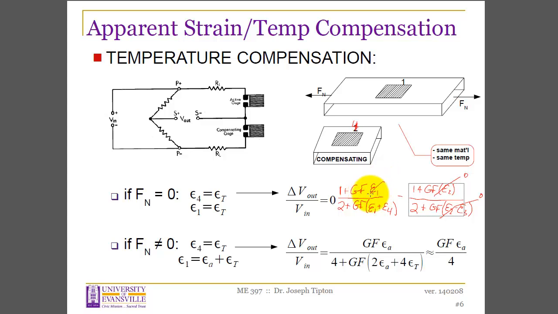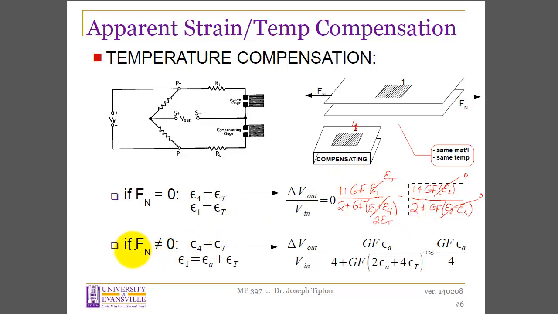the temperature-induced strain, so that becomes temperature-induced strain. And then both of these arms also become temperature-induced strain, so I can replace those. So now I'll have 2 times temperature-induced strain. So let's see. I have 1 plus gauge factor times temperature strain. I have 2 plus 2 times gauge factor temperature strain. In other words, I have 1/2 minus 1/2, 0. So algebraically it all reduces to 0.